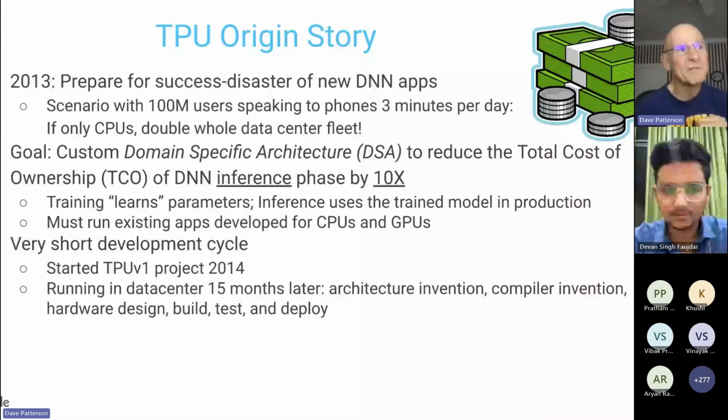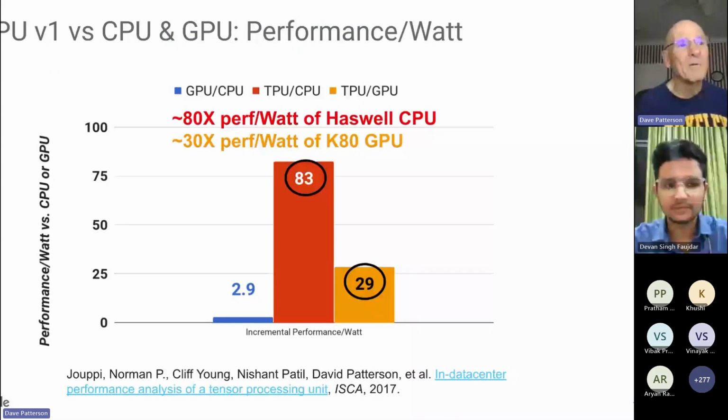So they started kind of an emergency project, and remarkably, in 15 to 20 months, they did everything. They came up with the architecture, did the compiler, did the software, built the hardware, and deployed it in the data center. It's still remarkable that they did it that quickly. And they actually exceeded their goals. We subsequently wrote a paper about it, and it was about a factor of 80 in performance per watt over CPUs, and about a factor of 30 over the contemporary GPUs. So they overshot their goals.